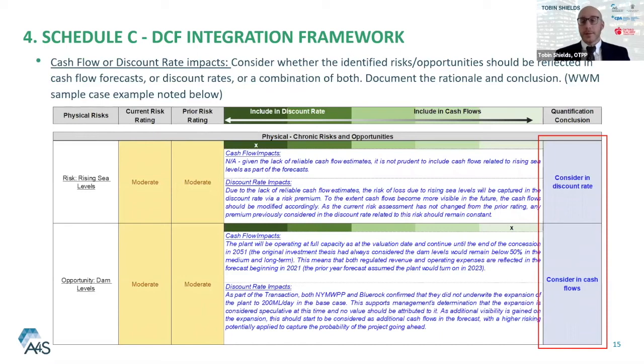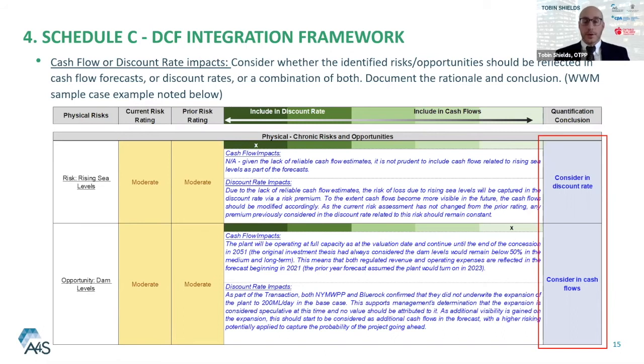Cash flow and discount rate impacts. Consider whether the identified risks and opportunities should be reflected in the cash flow forecasts or discount rates or a combination of both. It's important to document the rationale and conclusion here as well. We note that this schedule, Schedule C, auto-populates from Schedule B for ease of use. A drop-down menu is included in the quantification conclusion on the far right section for ease of use to track how risks and opportunities have been reflected within the DCF.